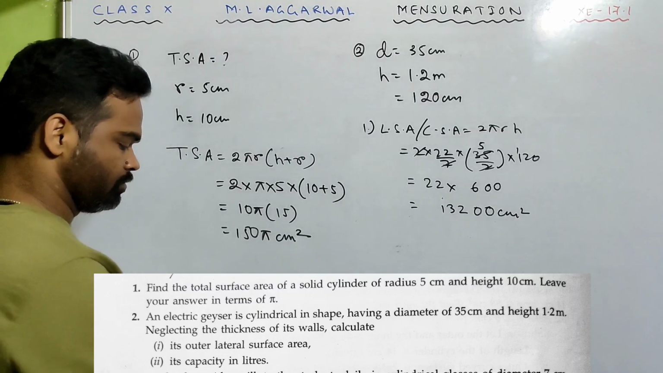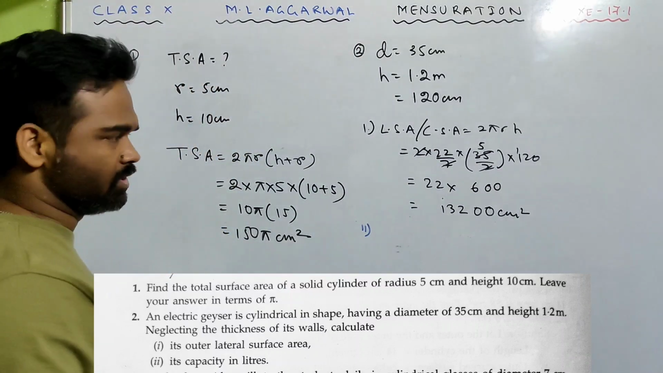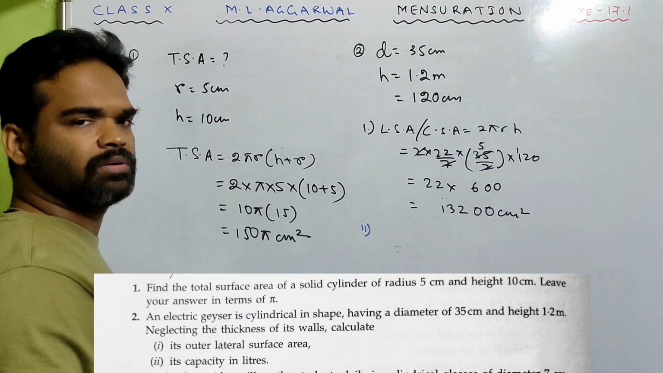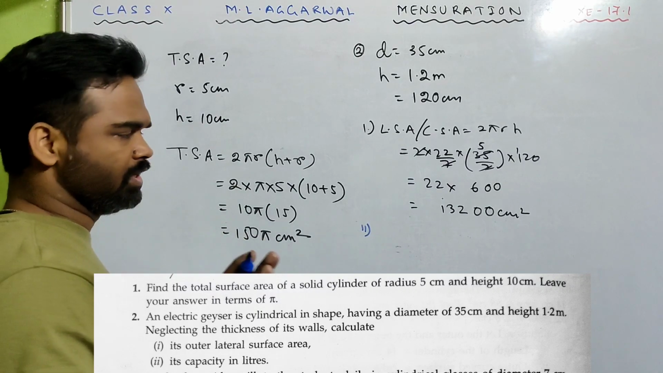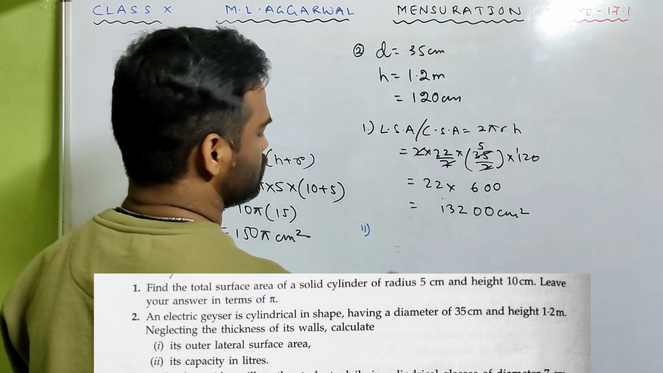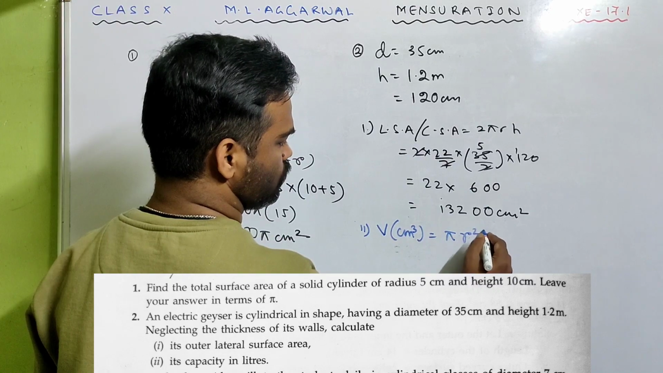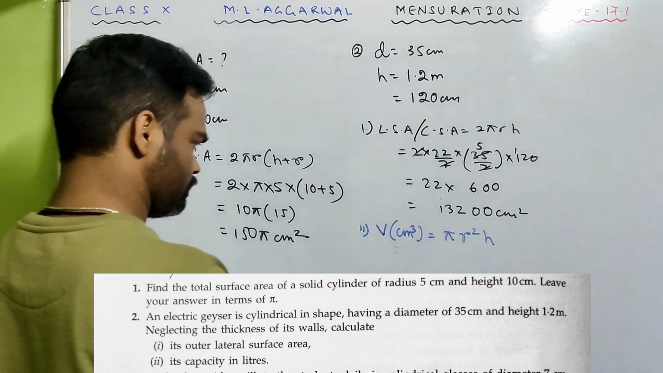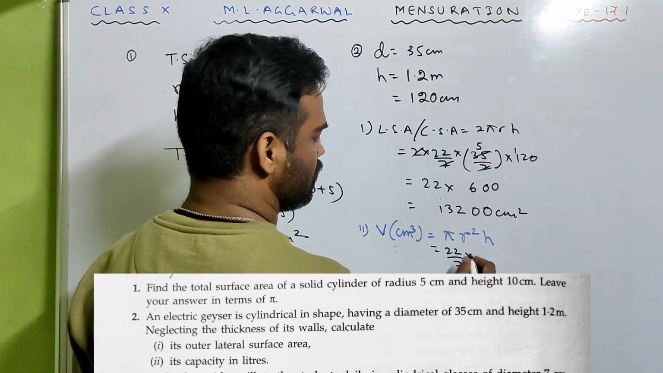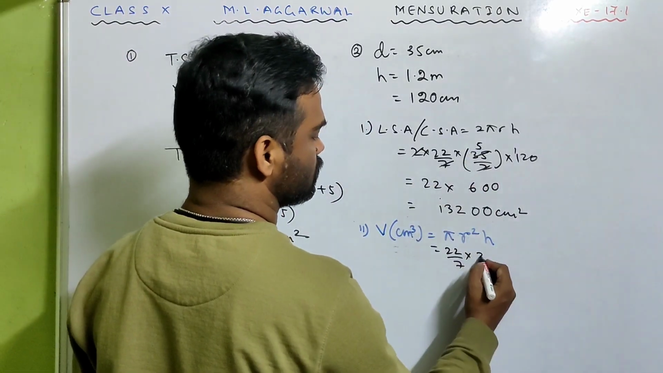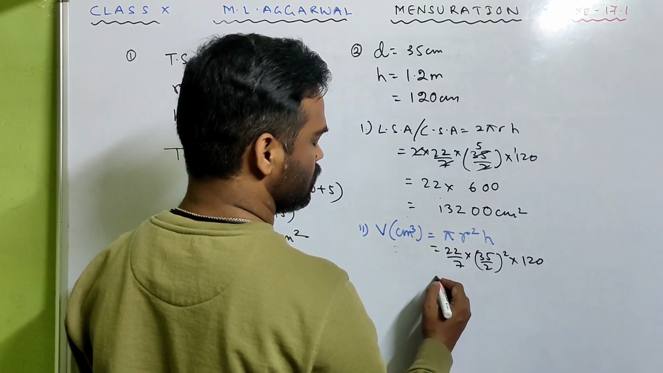Now the volume. Look, they've asked capacity in liters. I'll first find it in centimeter cube, and then I know how to change centimeter cube to liters. That won't be a problem. So volume in centimeter cube is pi r square h. That's the formula. Just substitute the values. That's 22 by 7 into r square, which means 35 by 2 whole square, into h. h is 120. So just solve it.